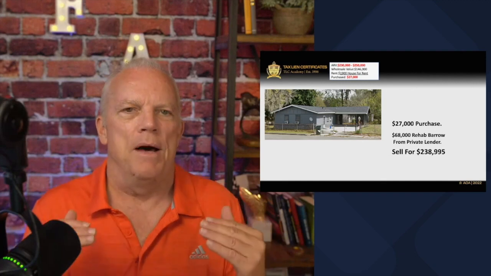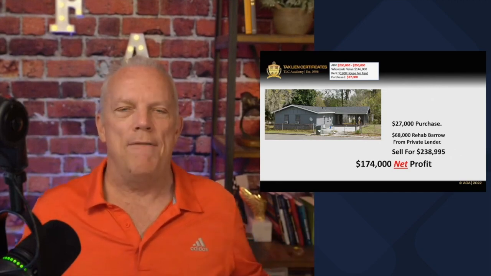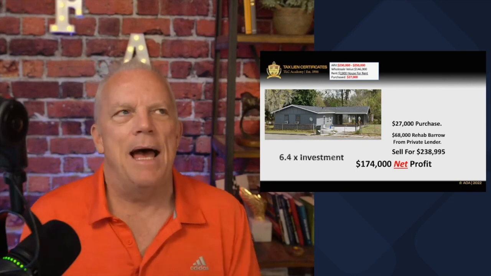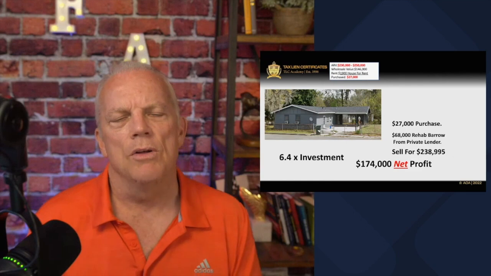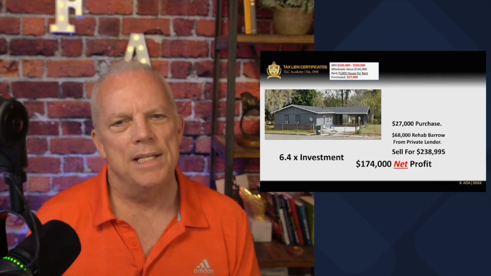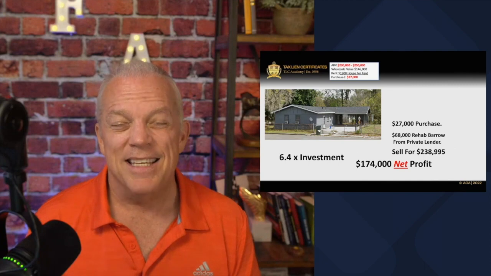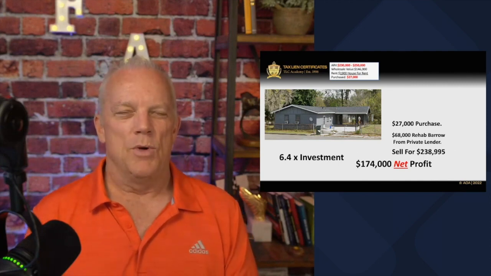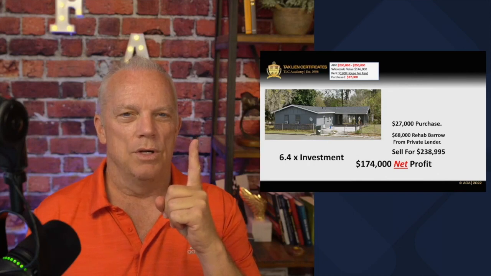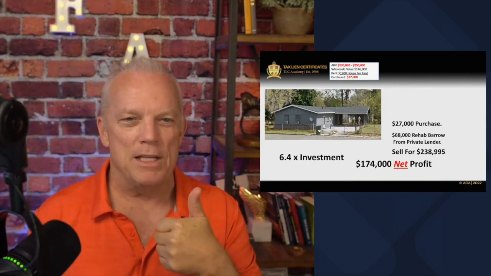I sell the property for, say, $238,995, which is about where we're going to be on this property. I want you to think about this. I've got $27,000 on this deal. You pay back the lender $68,000. And that's where we go: we got a net profit of $174,000. Boom. You take that profit, we got the $68,000 that we had to take out of that, and you take the $27,000 that I put into it, and that's 6.4 times my investment. So on this $127,000, you multiply that by 6.4, and that's my profit.